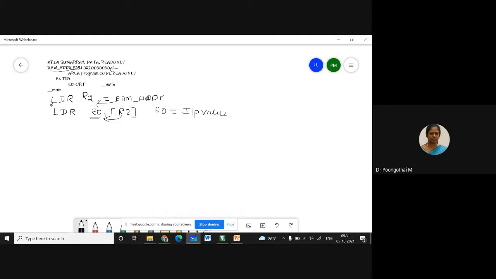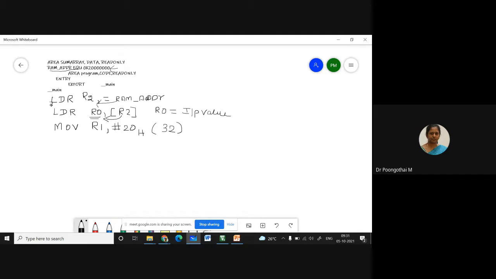Okay. So next I have to initialize the count. For that I have to use the move instruction. For that I'm going to use R1. So what is the value? 20. 20 should be loaded into R1. Your input will be held by R0 and the counter will be held by R1. So 20H is nothing but 32, that is the size of your input. Okay. So what is the next one?